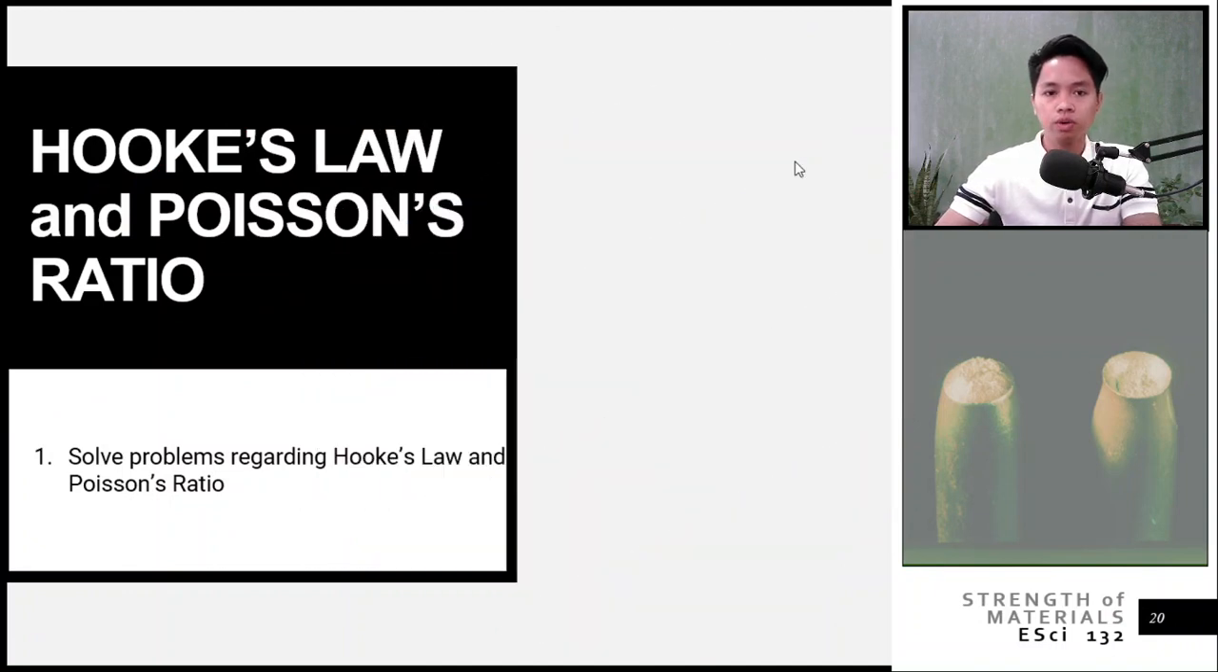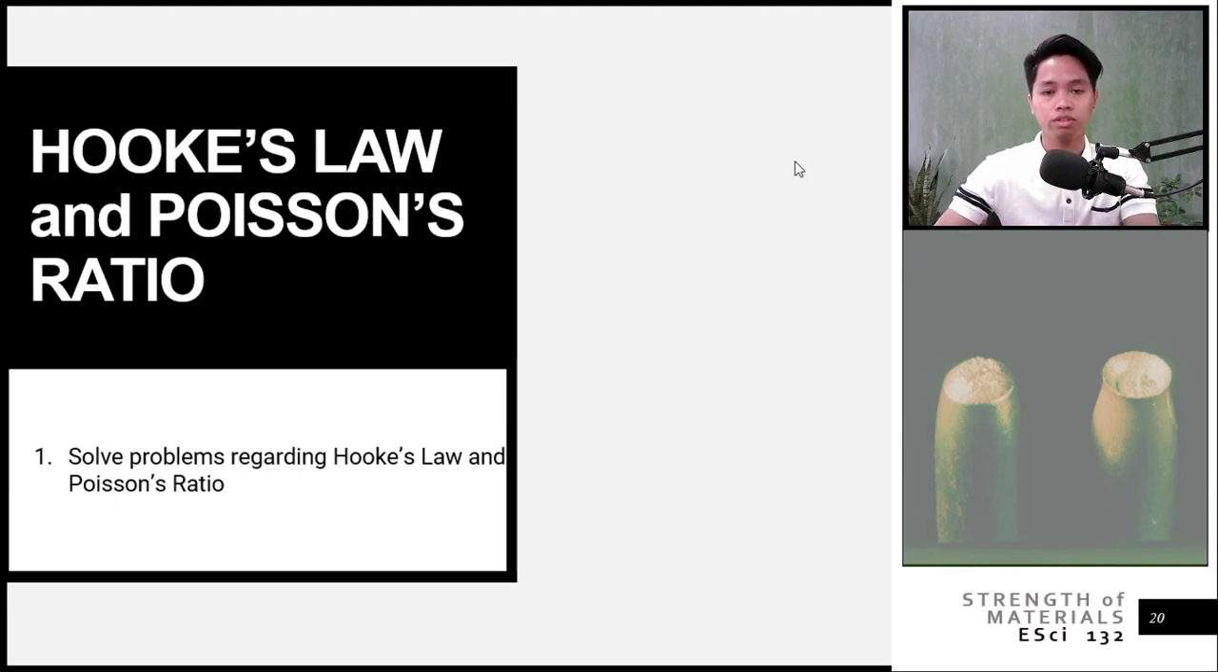So the topics that we are going to discuss here are again your Hooke's law and Poisson's ratio. Our objective here is to solve problems regarding Hooke's law and Poisson's ratio. And of course, we need to understand the concept behind these constants or topics. Okay? Hooke's law and Poisson's ratio are still under the mechanical properties of materials in module 3.